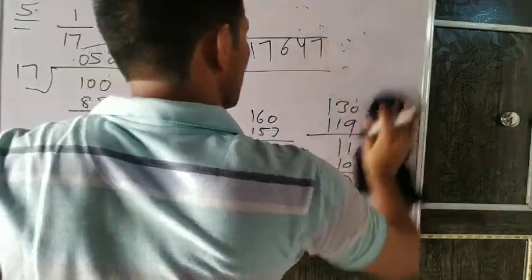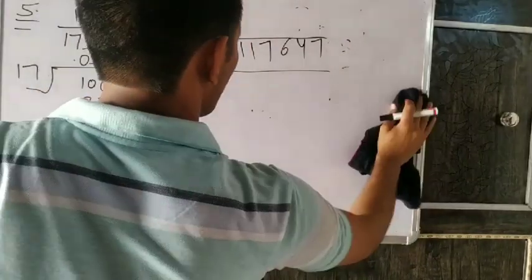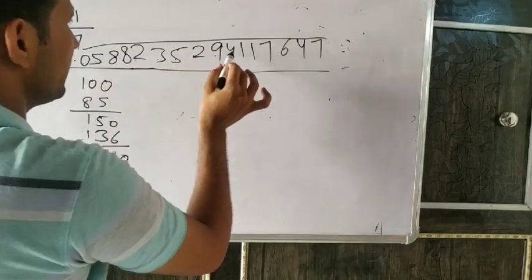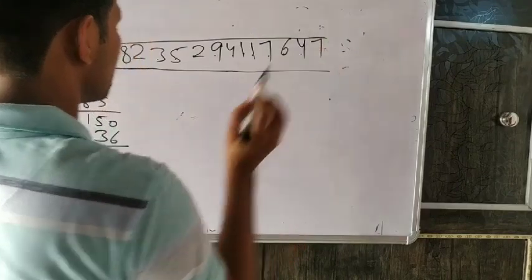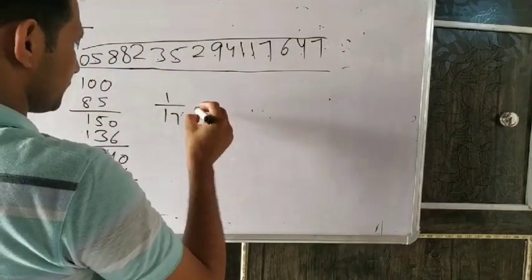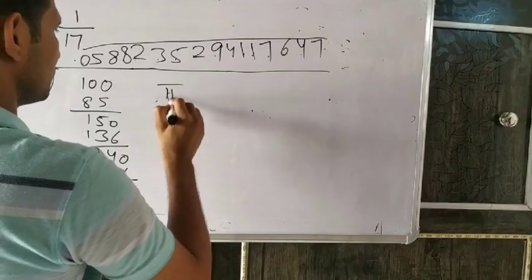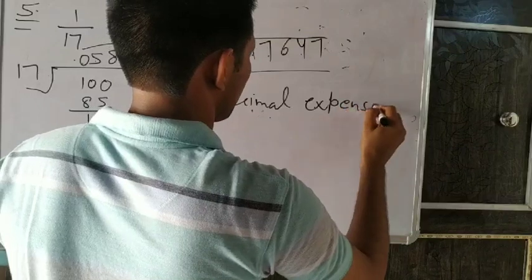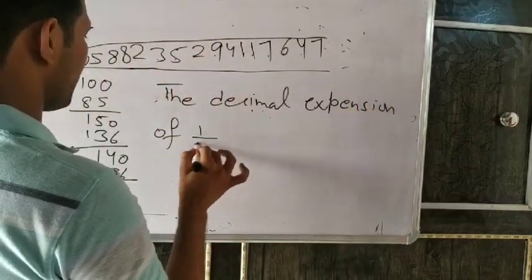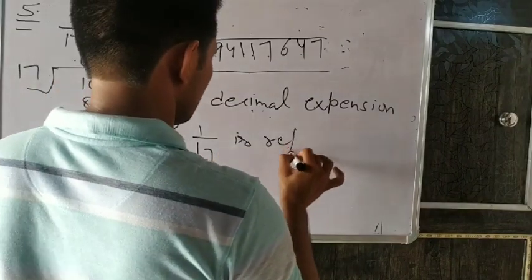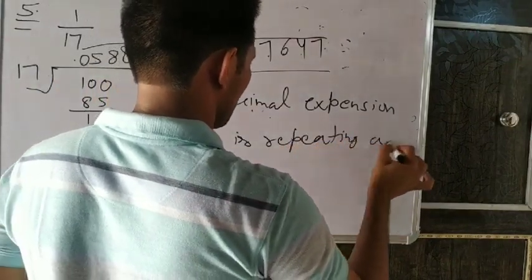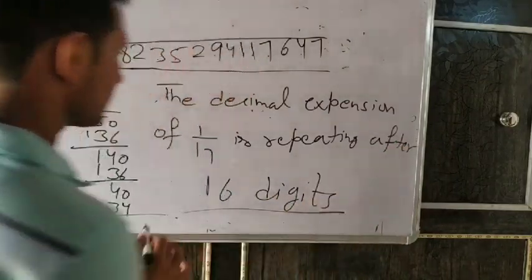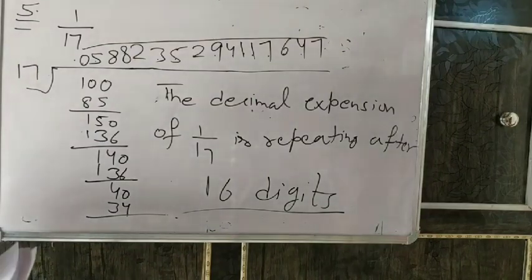So you will divide like this, and after this you will count the digits. How many? 1 2 3 4 5 6 7 8 9 10 11 12 13 14 15 16. So you write the decimal expansion of 1 by 17 is repeating after 16 digits. After how many digits? 16 digits. Do you understand? Okay.